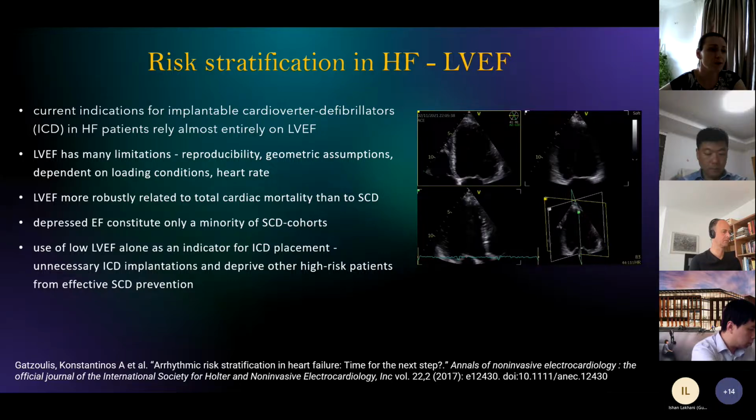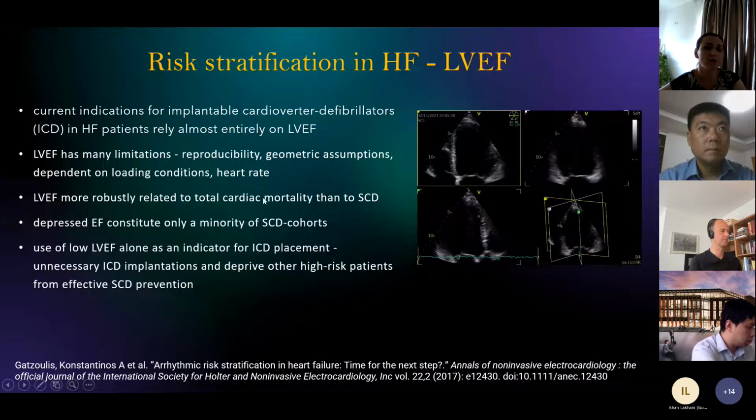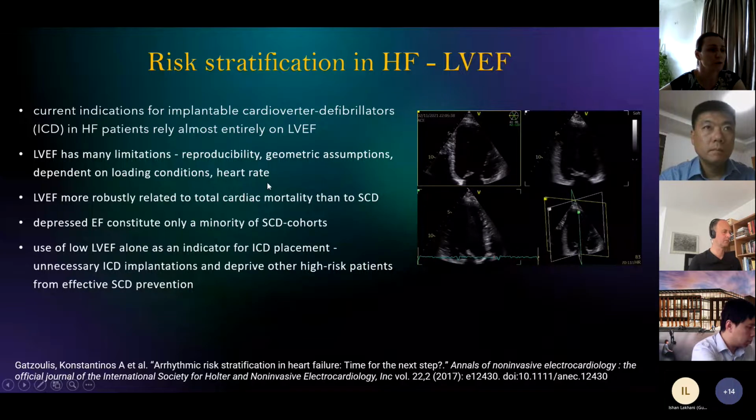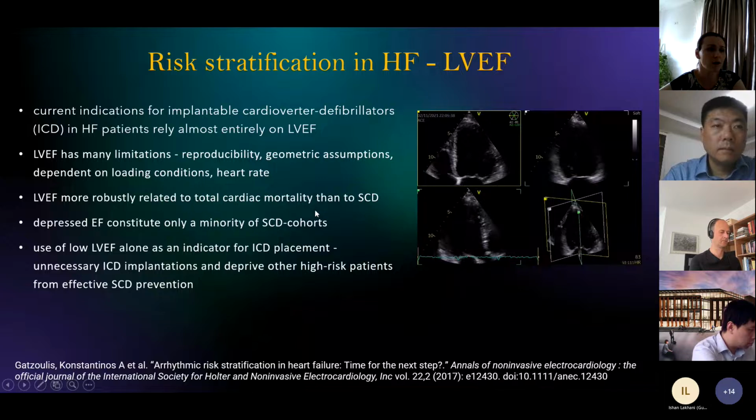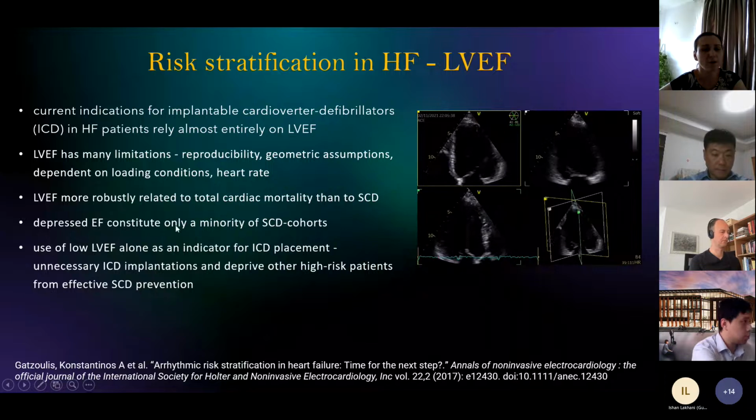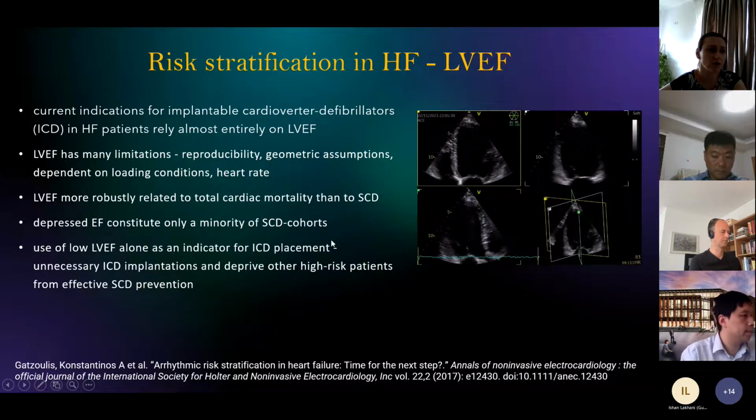The current indications for implantable cardioverter defibrillators for sudden cardiac death prevention in heart failure patients rely almost entirely on left ventricular ejection fraction. And this parameter proves to have many limitations, related to reproducibility, accuracy, geometric assumptions, its dependency on loading conditions and heart rate, and also the experience of the operator and echographic window. In addition, the left ventricular ejection fraction appears to be more robustly related to total cardiac mortality than to sudden cardiac death. As discussed earlier, depressed ejection fraction constitutes only a minority of the sudden cardiac death cohorts.